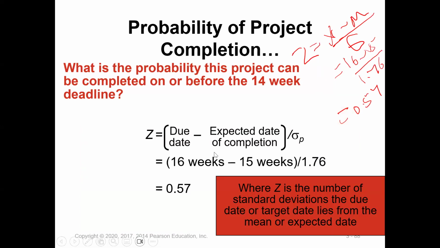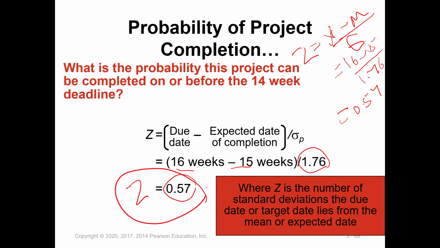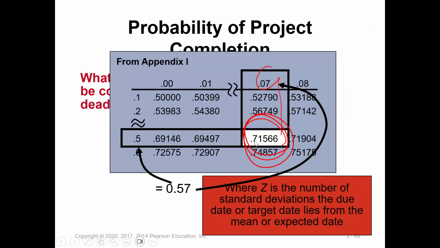The question said 16. Yeah, it's the same. Let's find for 16 and then we'll find for 14. So for 16 minus 15 is 1, divided by 1.76, equal to 0.57. Where Z is the standardized value for week 16, the number of standard deviations from the due date. Then we go to the normal table and find the probability for 0.57.